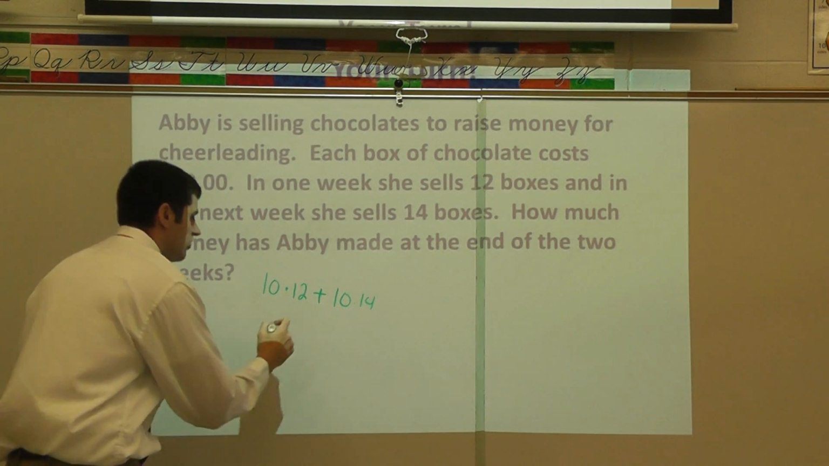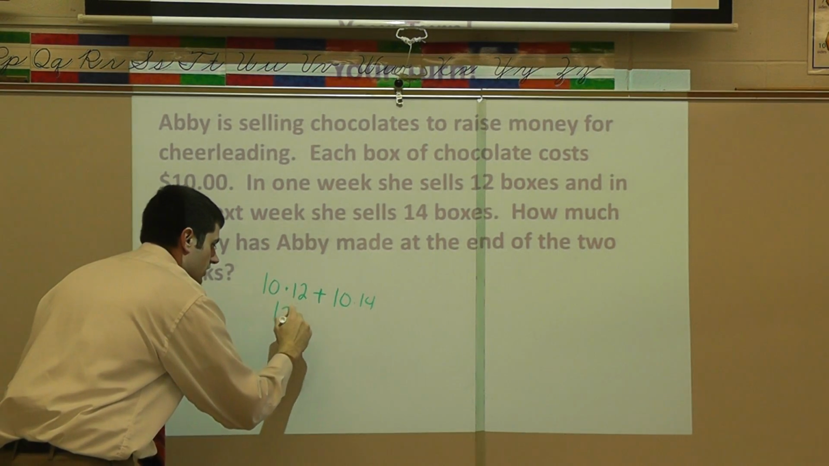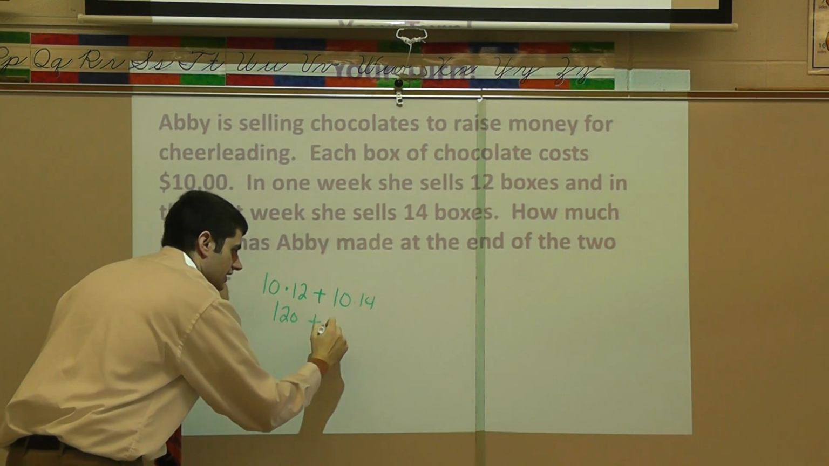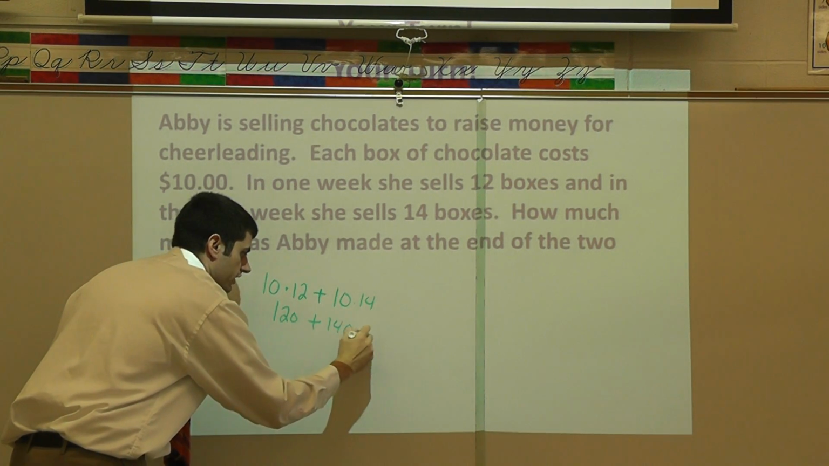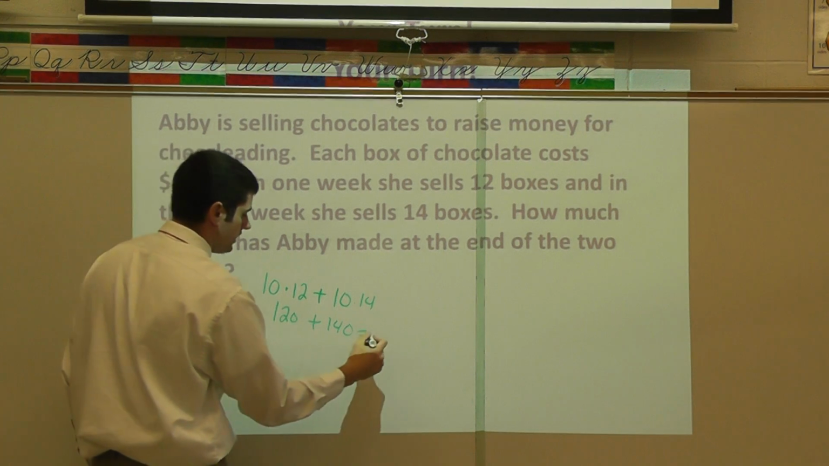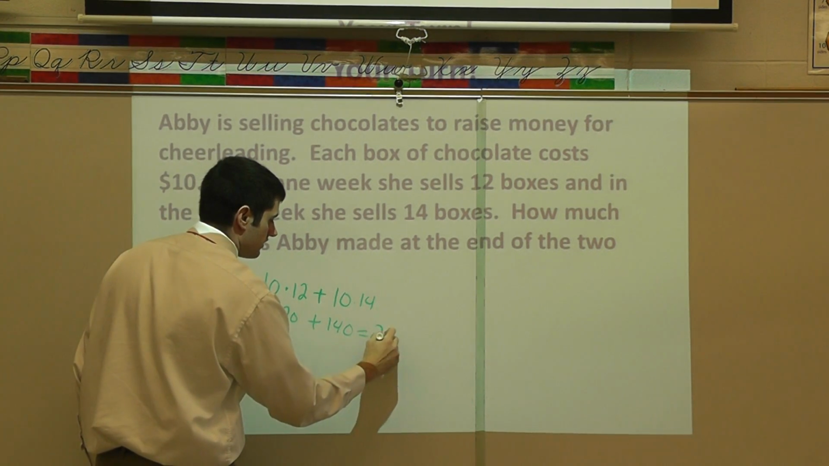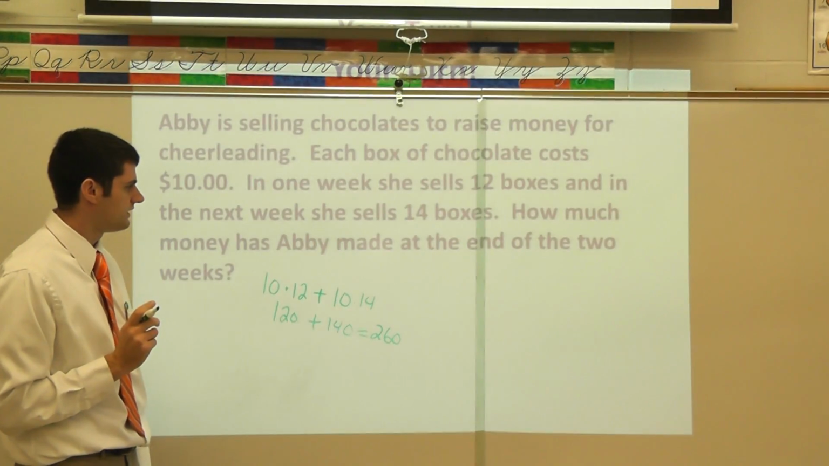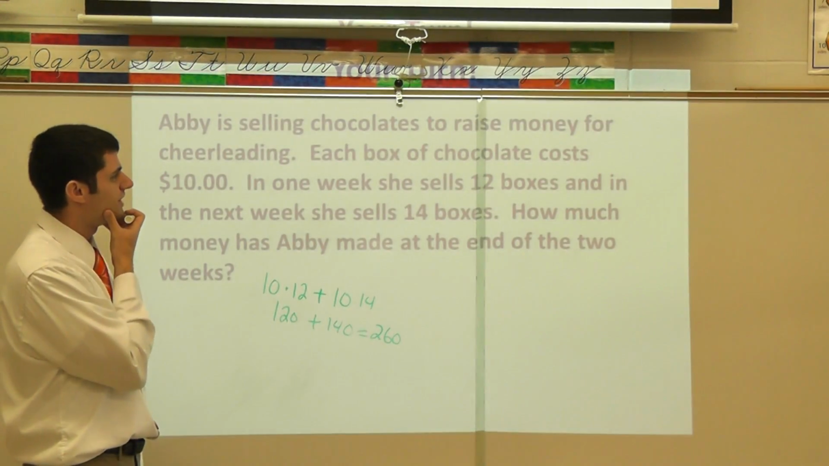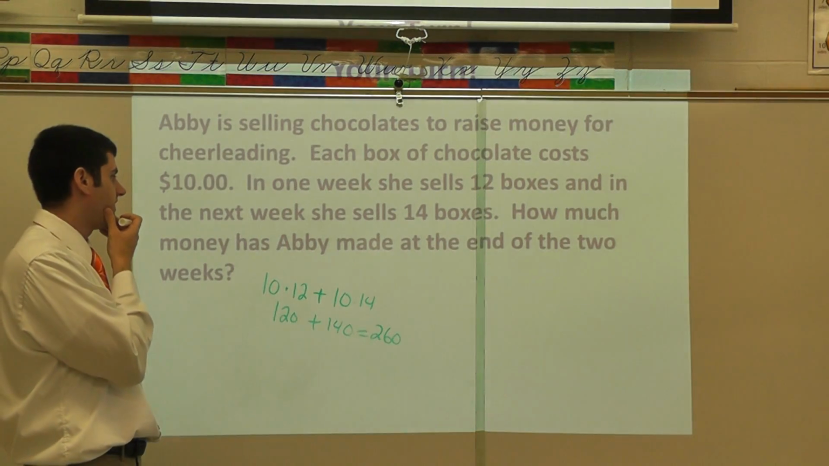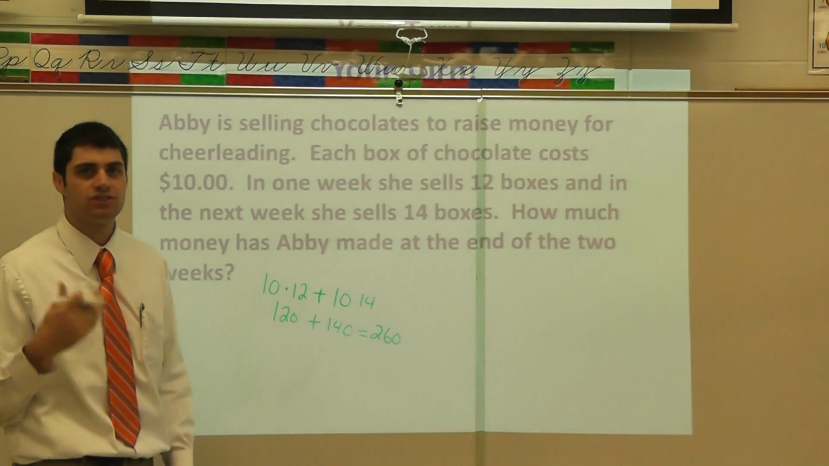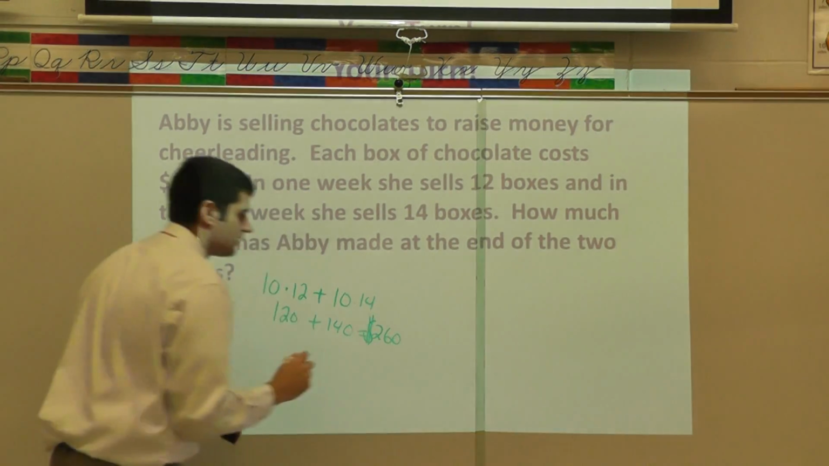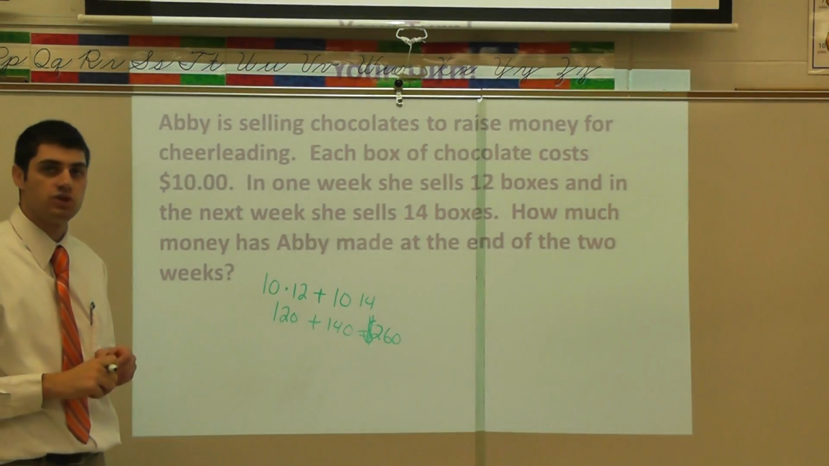So 10 times 12 becomes 120. I have to do my multiplication here. 10 times 14 is 140. Well, if I add 120 and 140, I would get 260. But again, 260 what? Let's see. Boxes of candy, money. Oh, that's right. The $10 stood for money, so it's $260. $260 is what she raised.